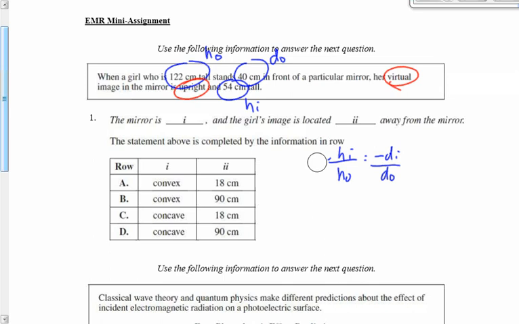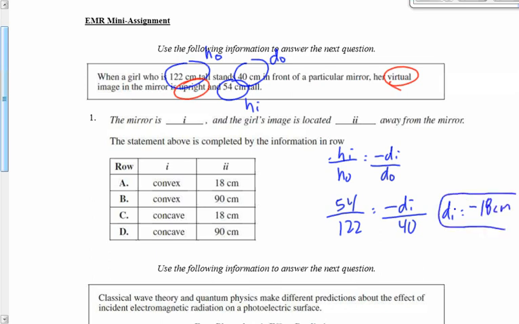We're going to drop the M part of that and say HI is 54 over HO, which is 122, equals negative DI over DO, which was 40. I think DI worked out to be negative 18, didn't it? Her image is virtual, and I get a negative value for that, so it's telling me I'm probably right. We know it's a virtual image, and the negative agrees with that. That means the answer is either going to be A or C. How do you know whether it's a concave mirror or a convex mirror, a converging or a diverging?